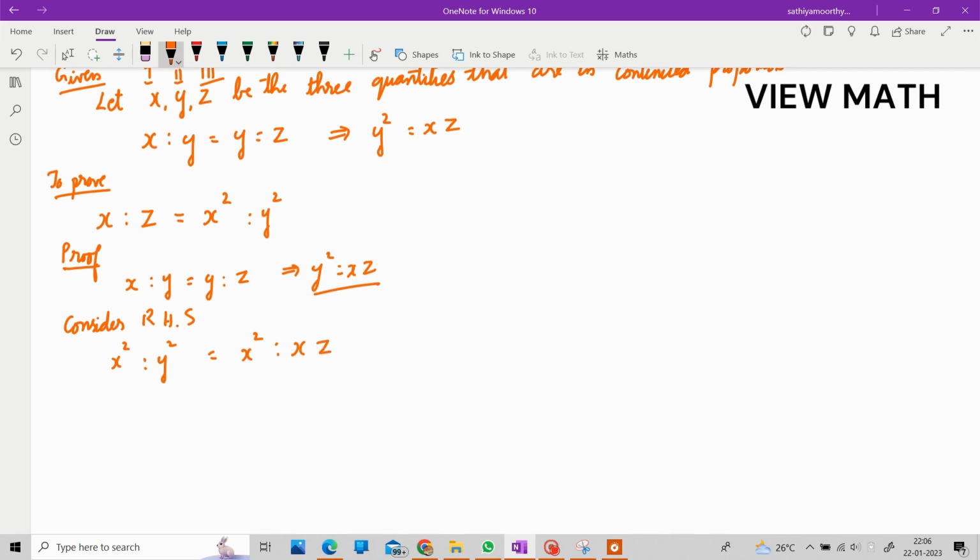So this is equal to, now in these two terms x is common, I can cancel the x term. So I'll be getting x is to z. So therefore x square is to y square is equal to x is to z. Hence proved.